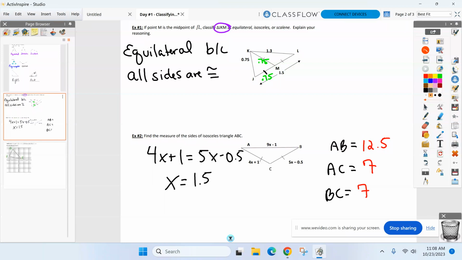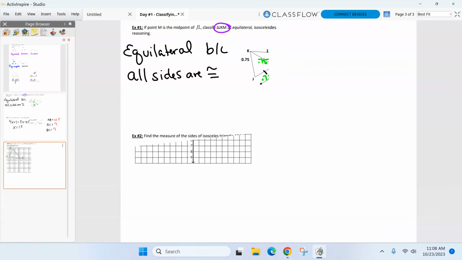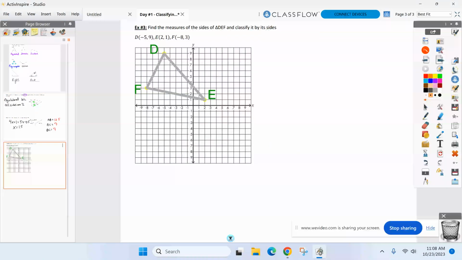All right, one more now. Hey, why don't we put a triangle up on a graph now and see what we get? So I'll give you a second. Plot the points. Make sure you write the vertex next to it, the letter D, E, and F, and then make a triangle out of it.